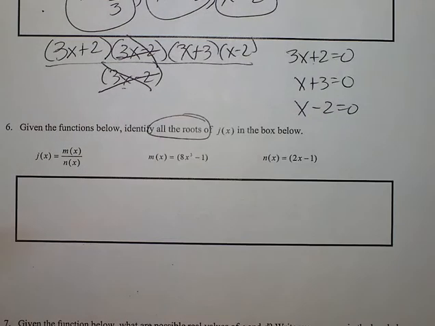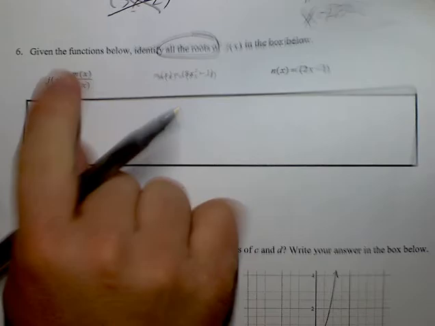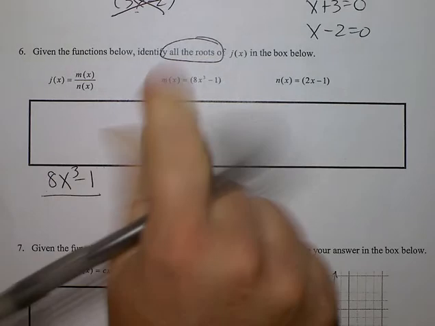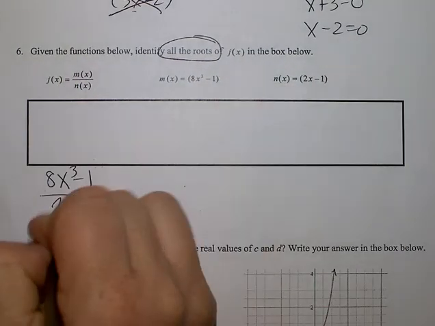So when they say all roots, they mean a root that has an i answer or roots that don't have i answers. They mean everything. So I'm going to use this space down below to do this. And I'm going to start by putting m. So I have 8x cubed minus 1. That's my m function. And the n function is 2x minus 1.